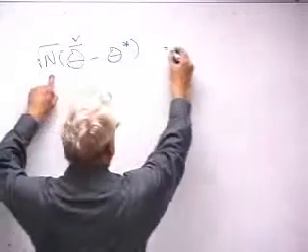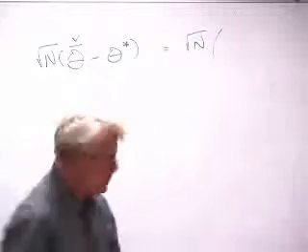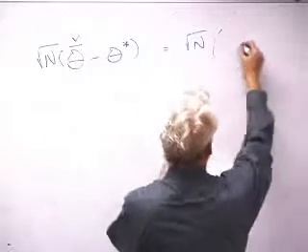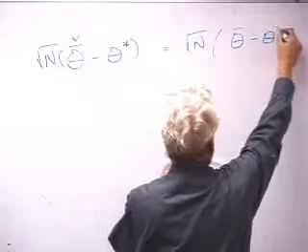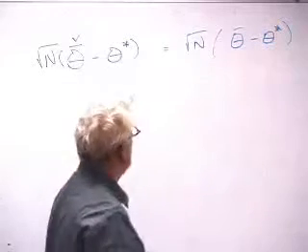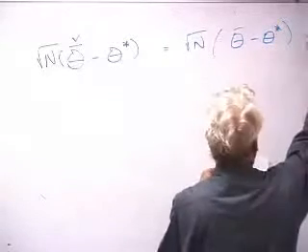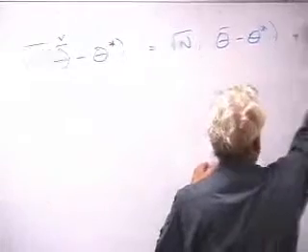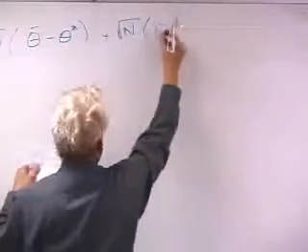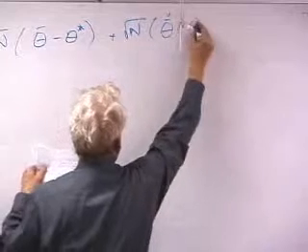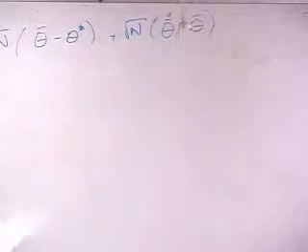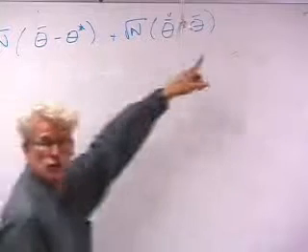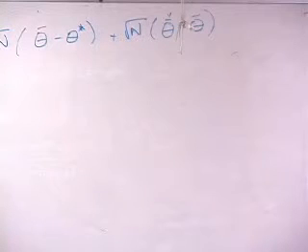We can rewrite this as the difference between the true mean and the true value of the parameter, and then the difference between the simulated mean and the true mean. Okay, so all I've done is added and subtracted the true mean of the posterior. Okay.